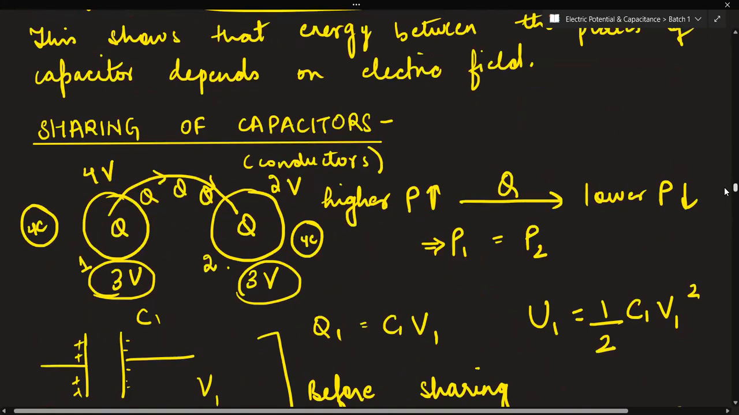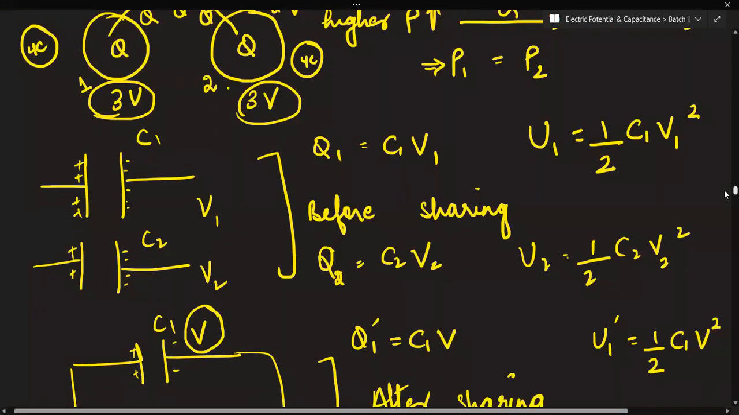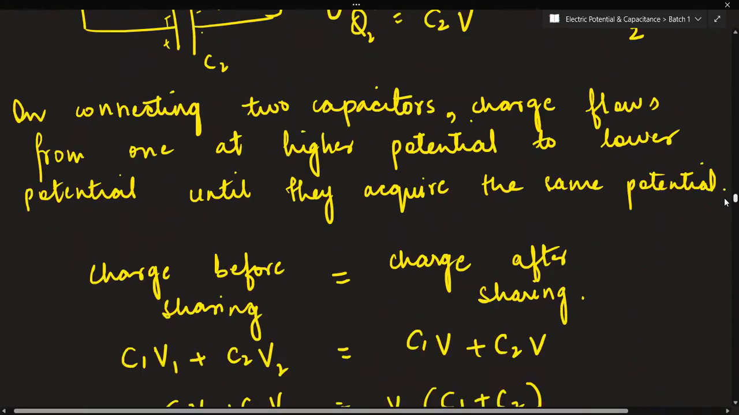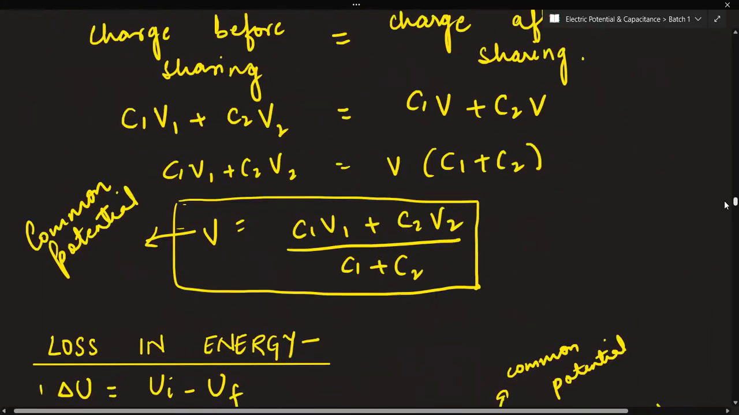How from a higher potential charge moves into lower potential until potential remains the same. Its derivation looks haphazard, but when you see it properly, you will see that it is not difficult. You write everything before sharing, everything after sharing, and then you will notice that when you equate it, you will get the common potential. Questions are asked and loss of energy is also asked.